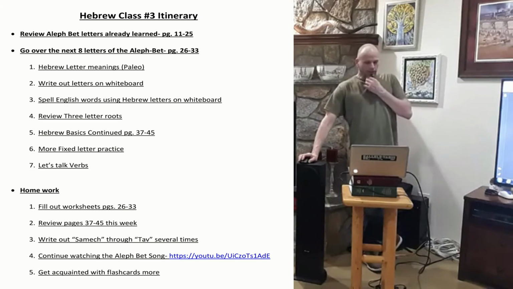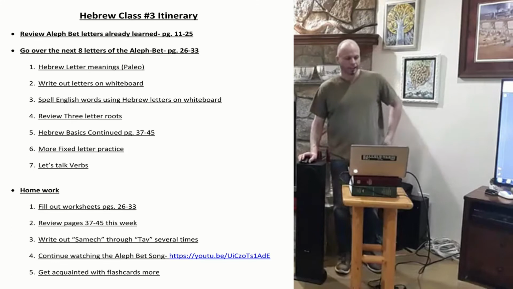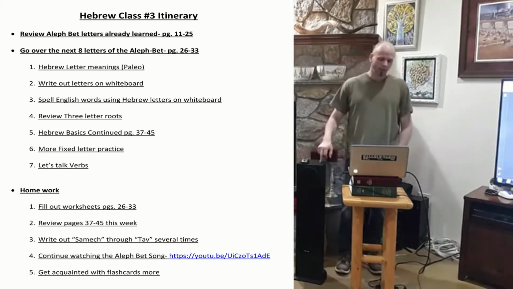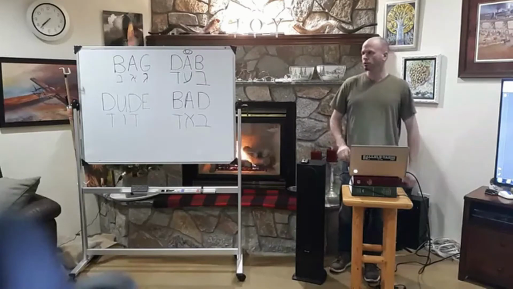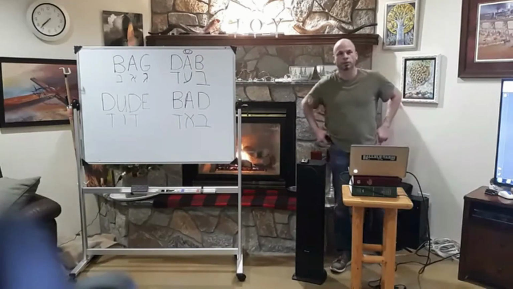Hebrew, so we've done the 3-letter root, we reviewed that already. Hebrew basics continued, page 37 through 45. So if you'll turn to page 37 in your book. And we covered the first part of page 37 last week, but we stopped at the bottom of the page that's marked sentence structure. So you see that where it says sentence structure?